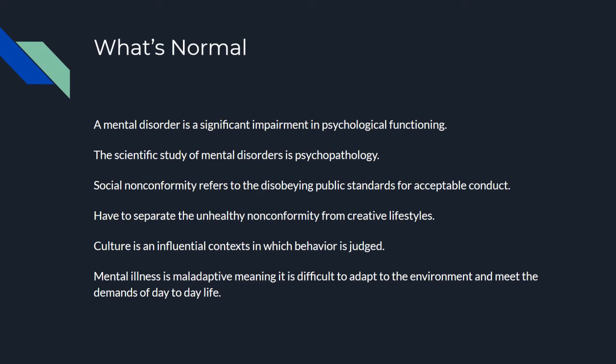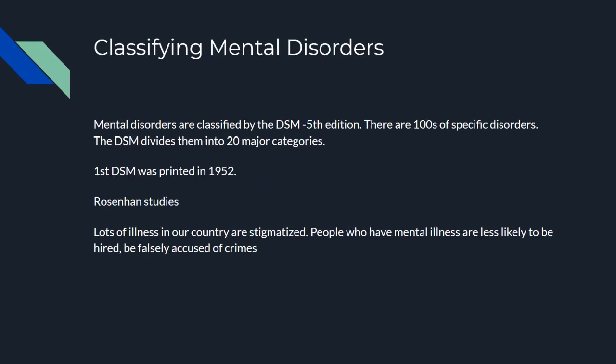So moving on, classifying mental disorders. So how do we classify them? They're classified by something called the DSM, that is the Diagnostic and Statistical Manual of Mental Disorders. We are on, I believe, the DSM-5. It is the 5th edition. There are hundreds of specific disorders. They are organized into 20 major categories, and we'll go over a few of these categories.